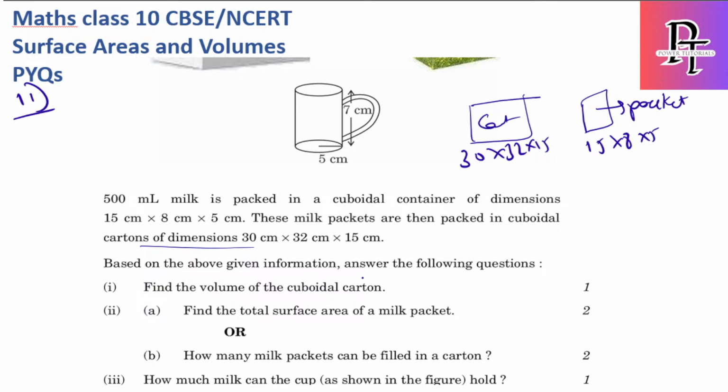The volume of the cuboidal carton. They are simply asking the volume. Carton means this one. So we just need to find the volume of 30 into 32 into 15. Just find this value. It's just a calculation, I don't want to waste time here because you can solve it. Then what is the total surface area of the milk packet? Packet means this one, the TSA of the cuboid. So this I will solve because it's for 2 marks. Only the packet is asked, yes, 15 into 8 into 5.